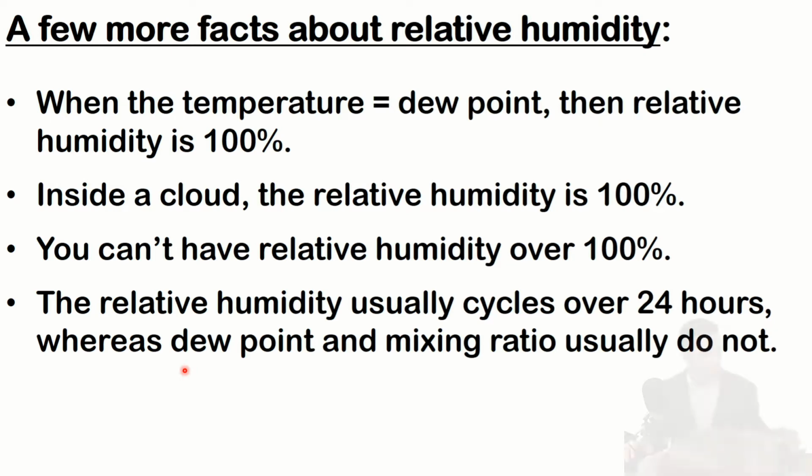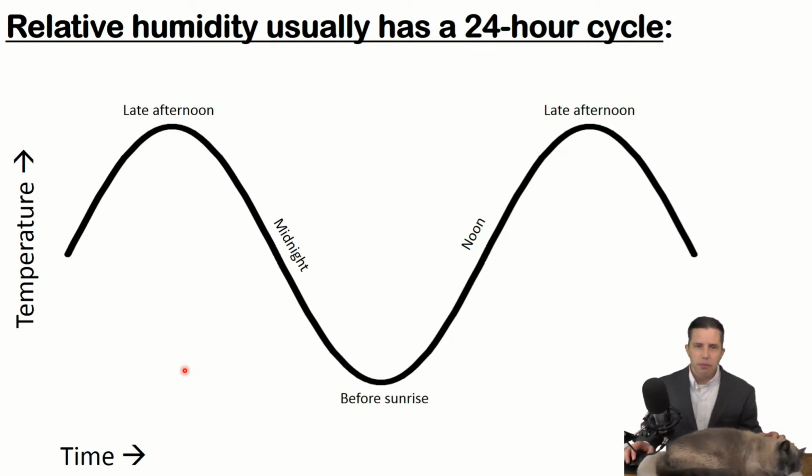Okay, so let me explain that one a little bit more. So if we measure temperature every hour throughout a 24-hour cycle, day after day after day, we would notice that the temperatures cycle, right? It warms up during the day. The hottest time is usually late afternoon. Then it cools down, and then the coldest time in the 24-hour period is usually right before the sun rises, and then the cycle continues again, right? We have this kind of what we call sine wave curve of temperature.